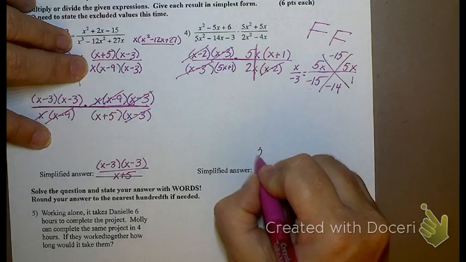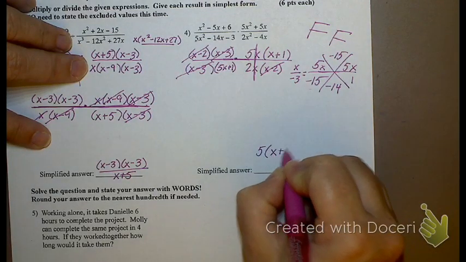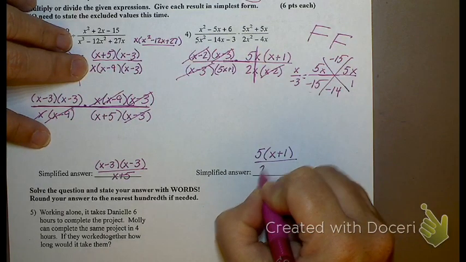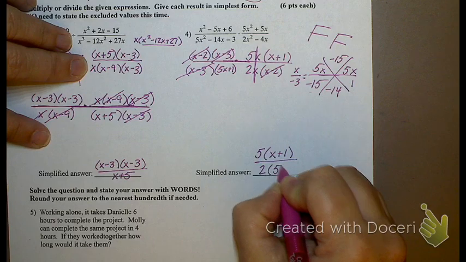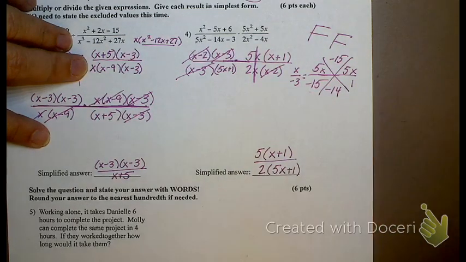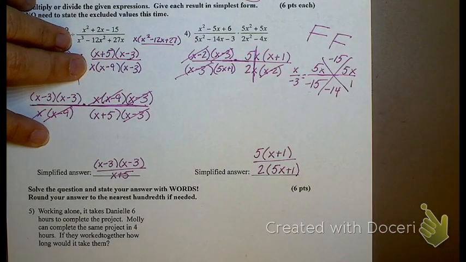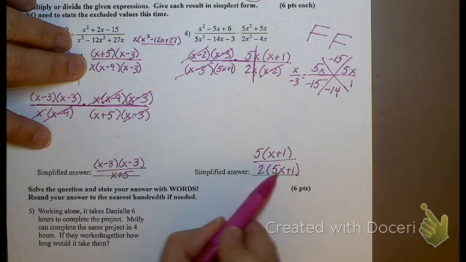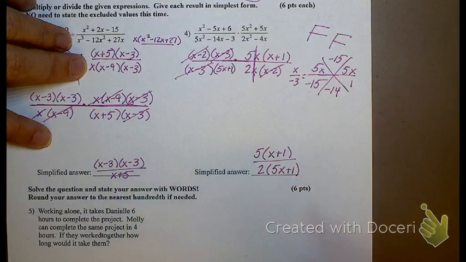So I have 5 parentheses x plus 1 over 2 parentheses 5x plus 1. Yeah? Now, a lot of people didn't like that this was 5 and x and this was 5x, but they're 2 different 5x's. One's inside, one's outside.